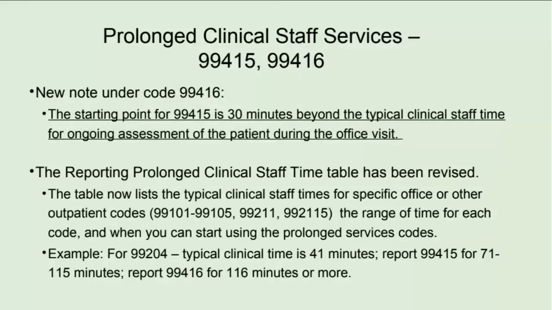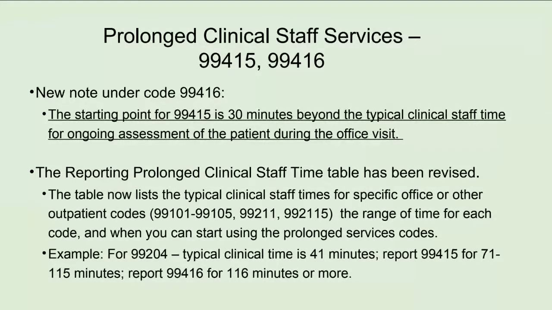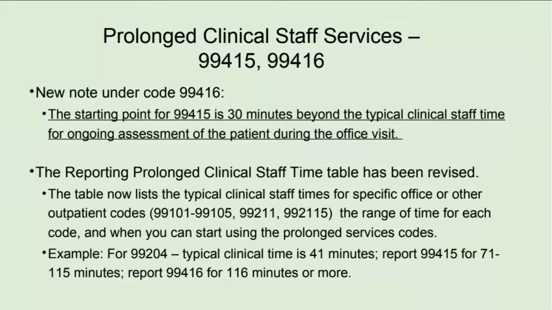There's also, in your book, a reporting prolonged clinical staff time table, and this has been revised. This is actually really good. The table now lists the typical clinical staff times for specific office or outpatient codes, the range of time for each code, and when you can start using the prolonged services codes. For example, 99204, typical clinical time is 41 minutes. Report 99415 for 71 to 115 minutes. So that's 30 minutes. You report 99416 for 116 minutes or more. So it gives you exact time. It's much easier. You don't have to do the math in your head.